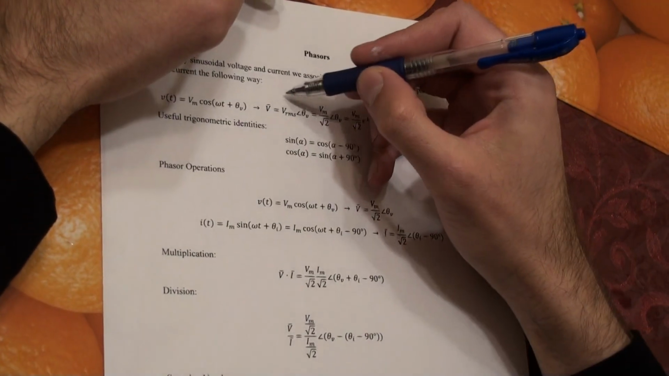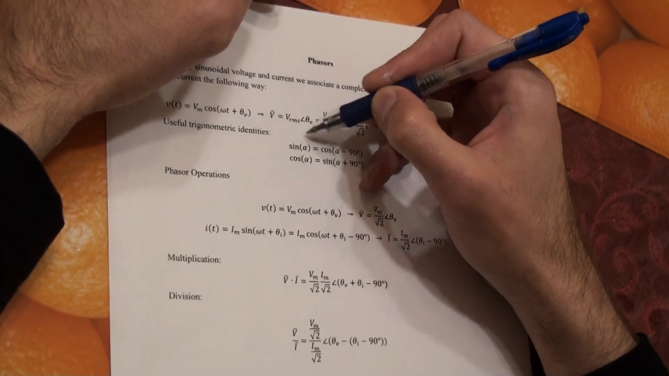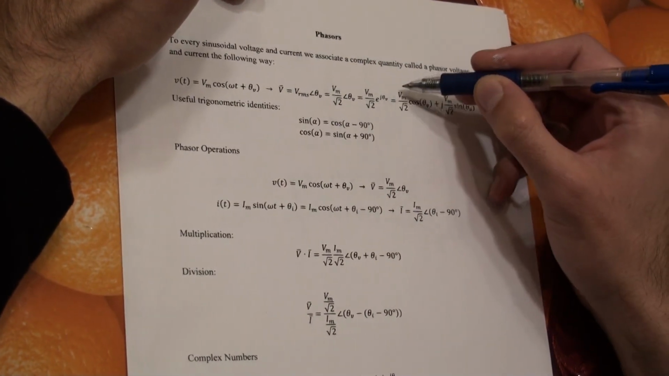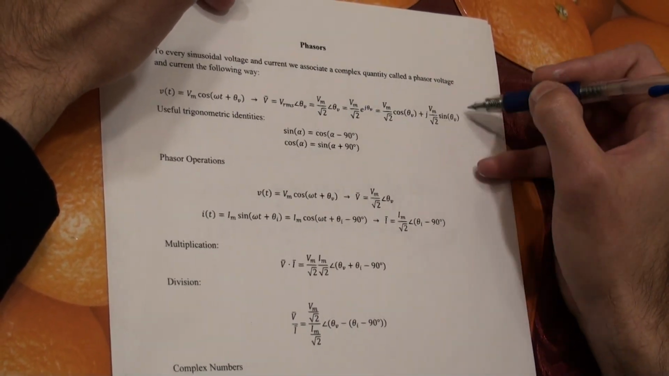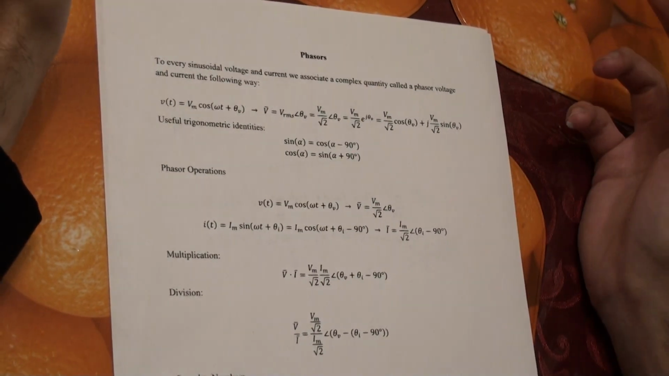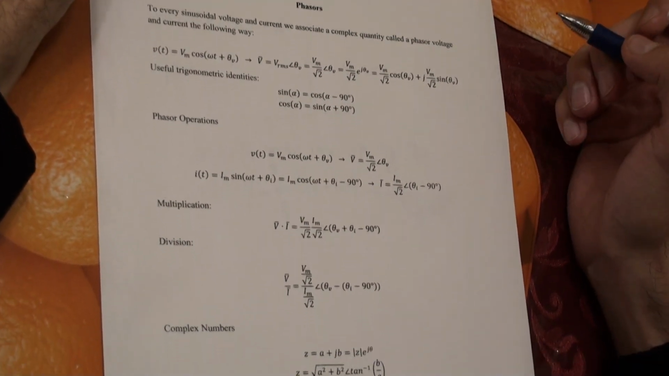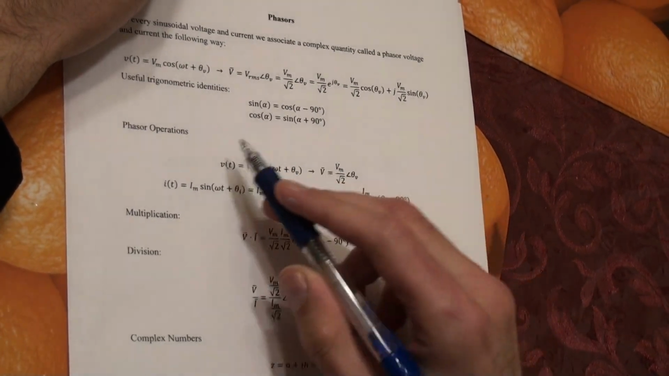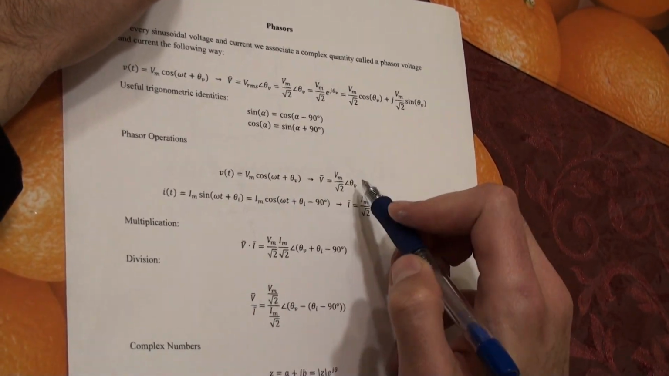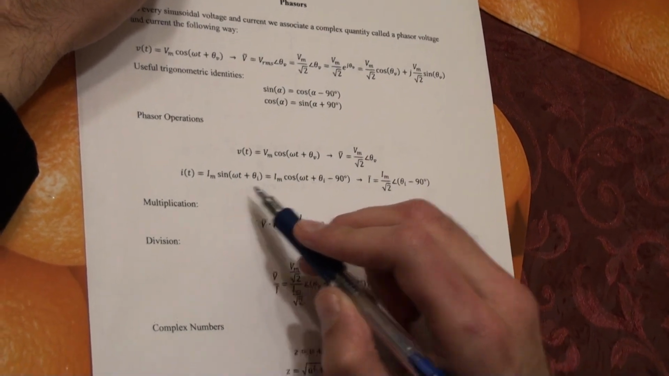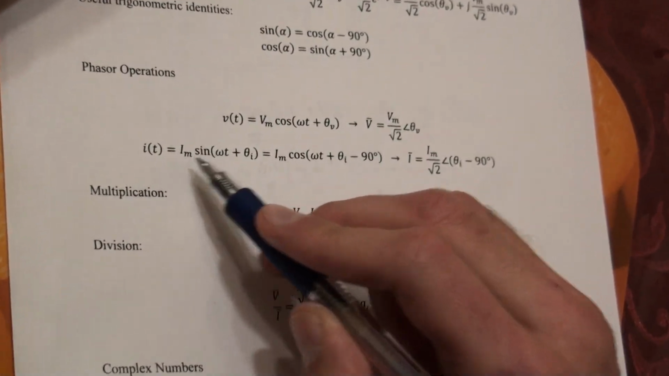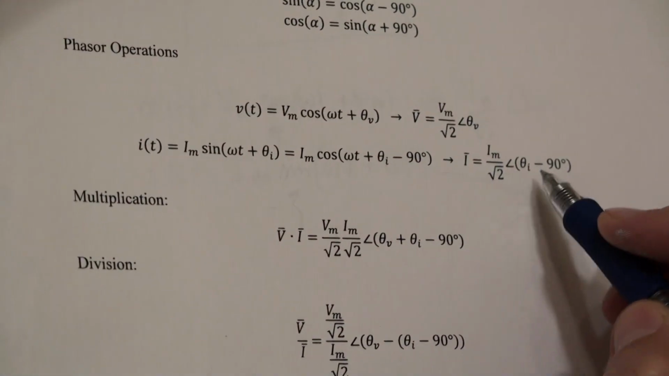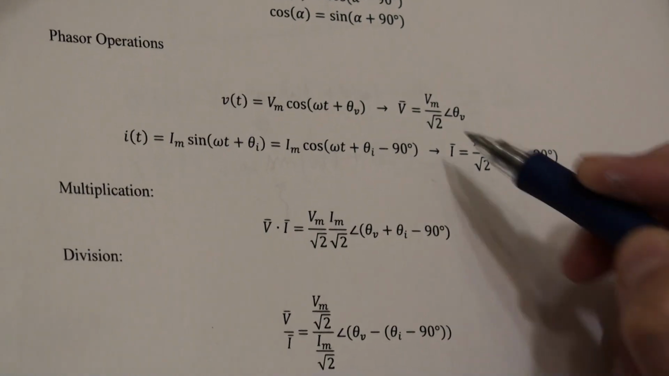This form right here is called the phasor form, and this one is called the rectangular form. They're equivalent, just written in different forms. Here we have the conversion again from your sinusoidal function to the phasor, and here is an example: if the current is a sine, how do you convert it to a cosine? You have to subtract 90 degrees, and then you can convert it to phasor form. So they're both cosines.